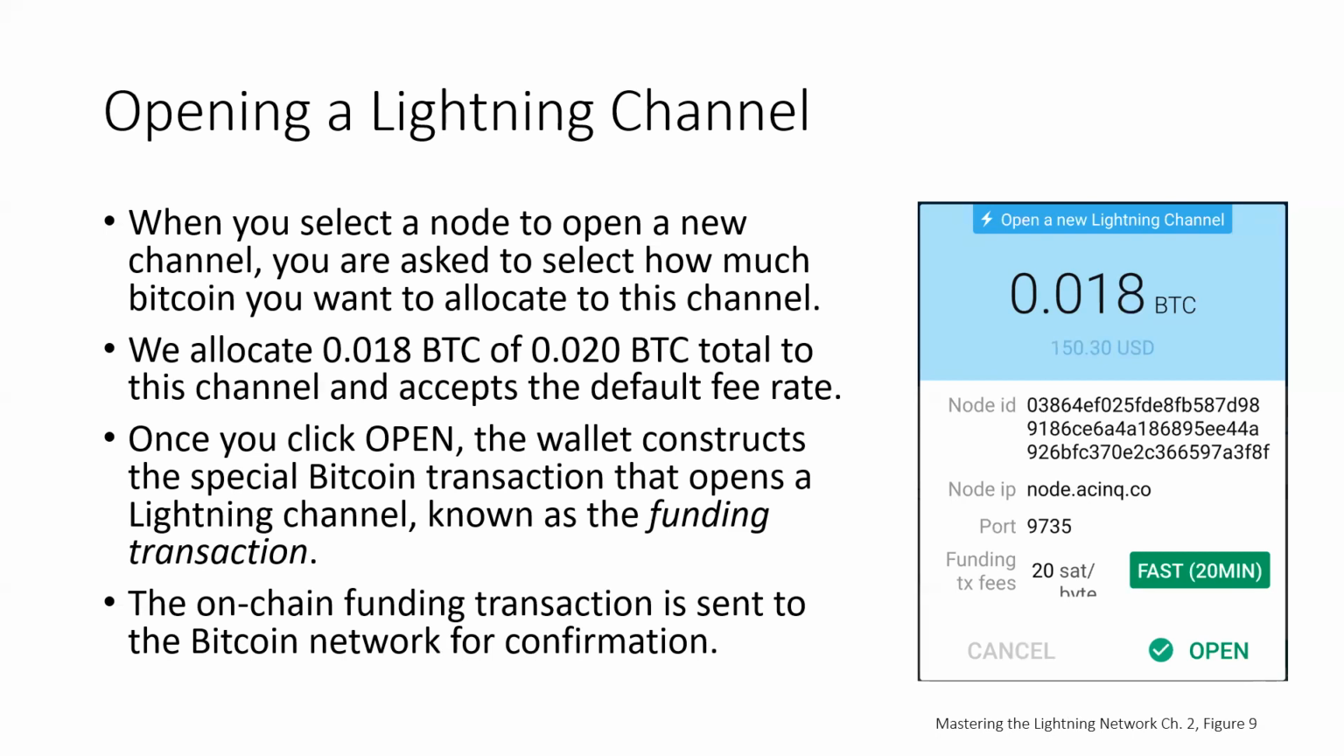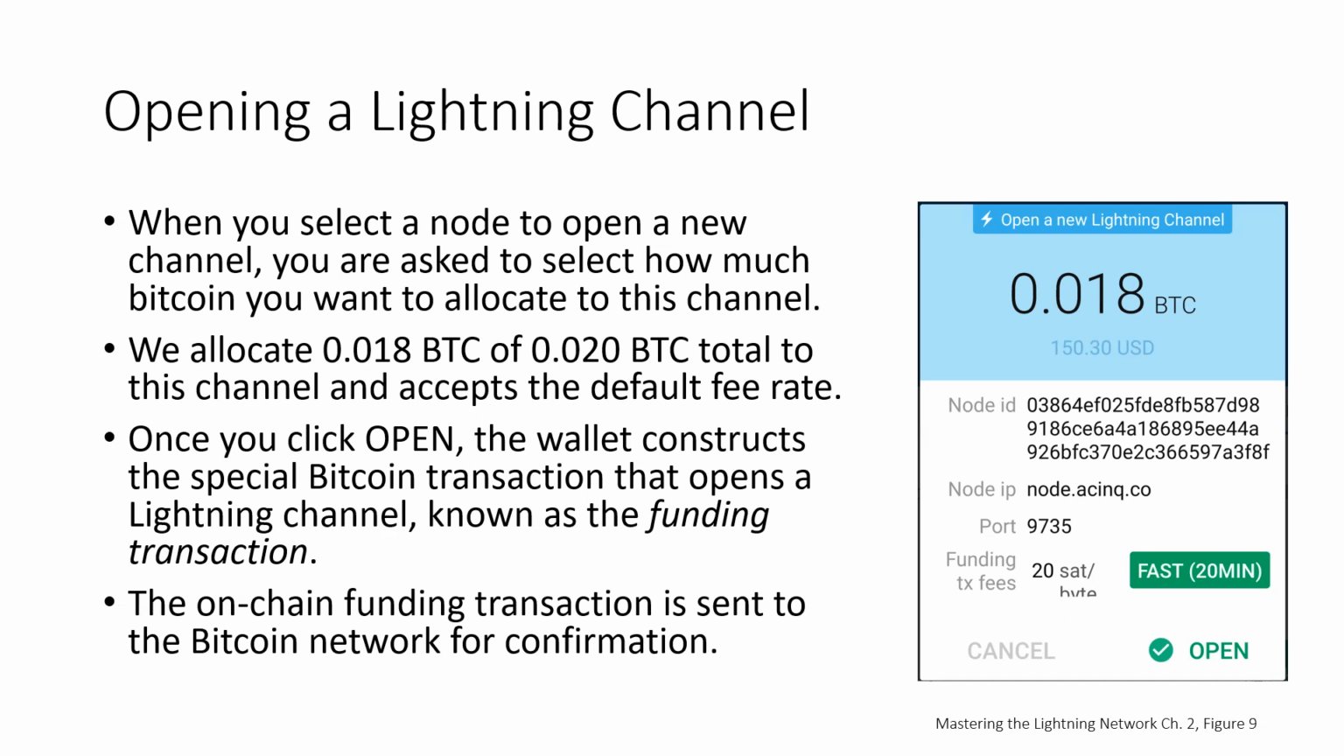So in this particular case, Alice has 0.02 Bitcoin, and she's going to allocate 0.018 Bitcoins to her channel and accept the default fee rate. And we can see this over on the right-hand side where we're allocating 0.018 Bitcoins to open a new channel. We've got the node ID for our async node, the port number. There's going to be a transaction fee, 20 Satoshis a byte, and that's a fast priority. And then this on-chain funding transaction is sent to the Bitcoin network for confirmation.